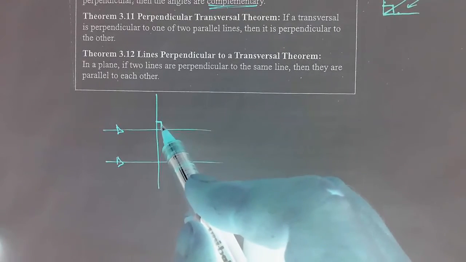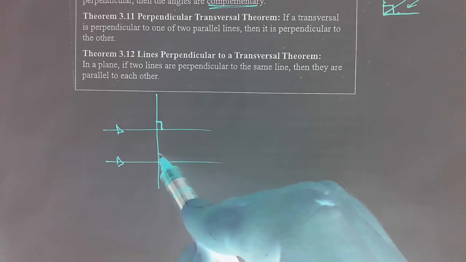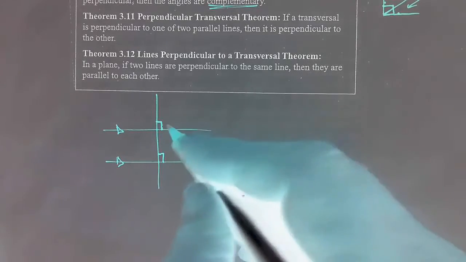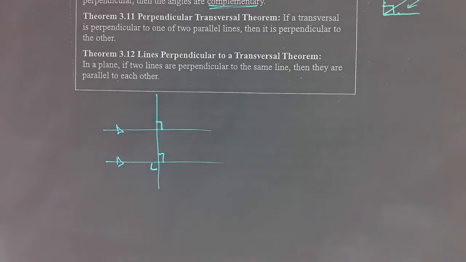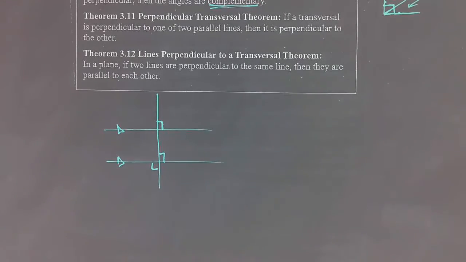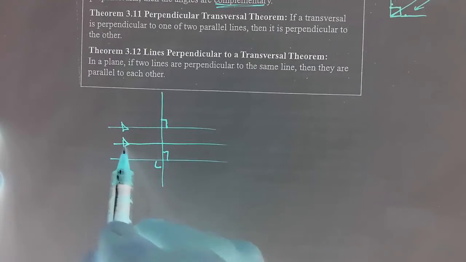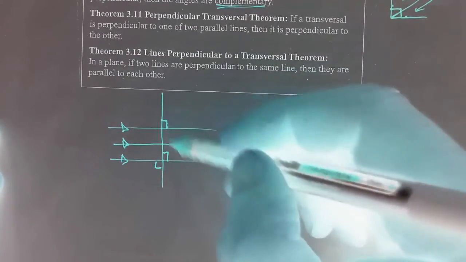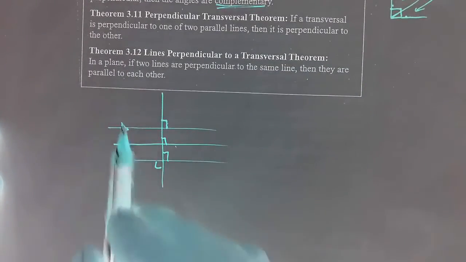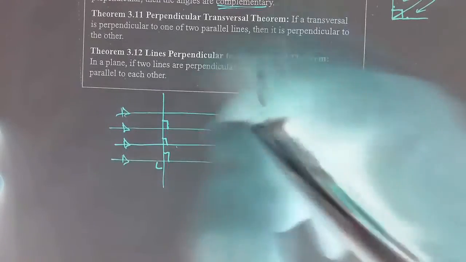Take your pick with all of this stuff. What does the corresponding angle have to be? It has to be perpendicular, or the alternate exterior has to be perpendicular. I could do this all day long. What if I drew another one that was parallel? What has to be true about that and the transversal? It's going to be perpendicular. I could do another one right here. It'd be perpendicular.